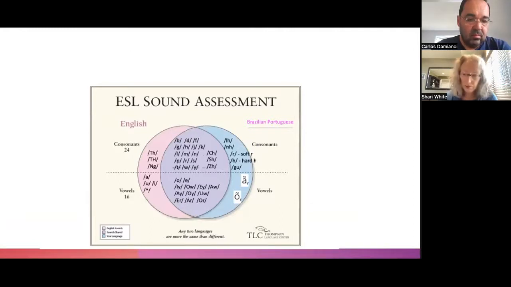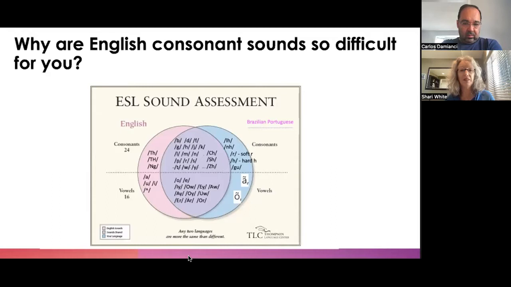So remember this Venn diagram, which I'm still working on. In fact, I noticed some mistakes in here today, so this is in progress. This is an attempt to show you the sounds in Portuguese and English. And actually, the consonant sounds are above the dotted line. So the question is, why are these sounds so difficult for you to produce? There are a couple of reasons.